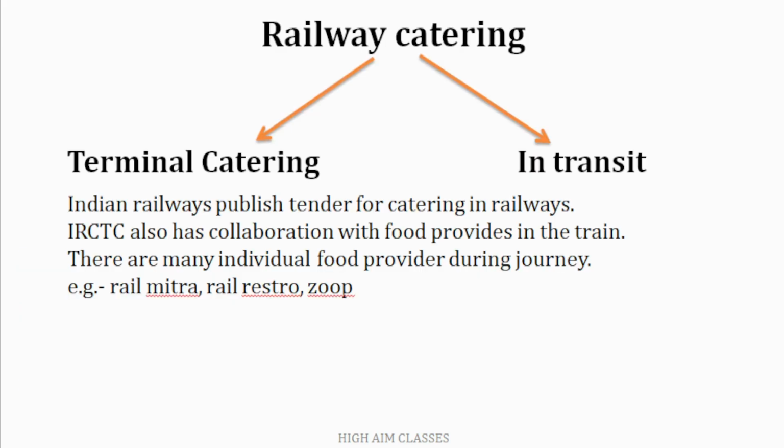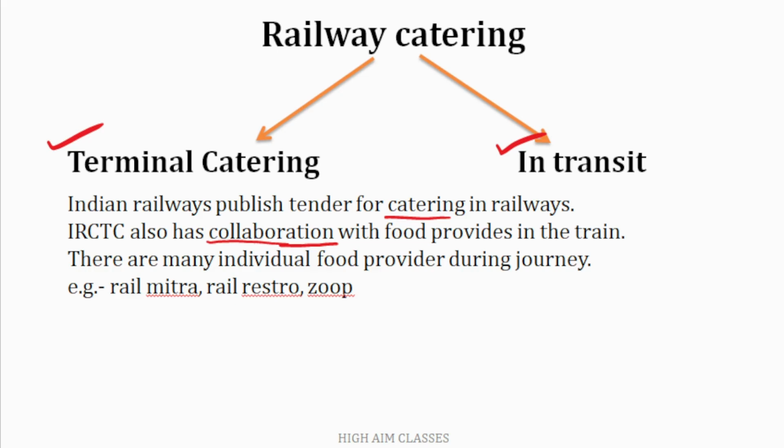Next we have railway catering. Airline catering we have discussed. In railway catering also we have two categories. One is at the railway stations, which is termed as terminal catering, and the other is in transit during the journey. Indian Railways publishes tenders for catering in railways, so they give the tender for providing food. IRCTC also has collaboration with food providers in trains.